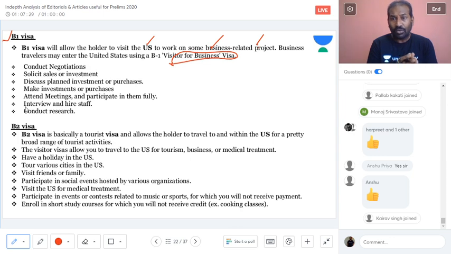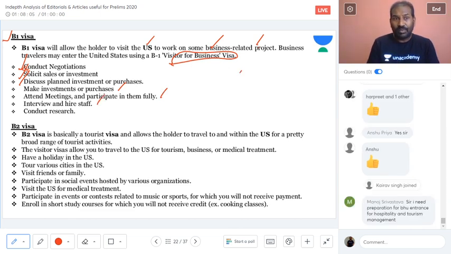The B1 visa holder can conduct negotiations, solicit sales or investment, discuss planned investments or purchases, and go ahead with making investments or purchases. So look, that is how economic activity also flourishes in the US. They can also attend meetings and participate in them fully, they can interview and hire staff, and they can also go ahead with conducting research.